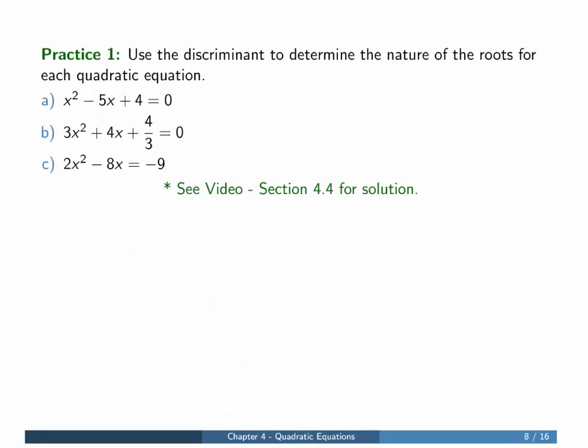So let's do some examples very quickly here. For part A, I'm going to switch colors. Let's do this in red again. x squared minus 5x plus 4. We could solve this, but let's just determine the nature of the roots.